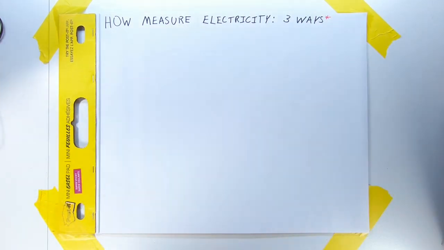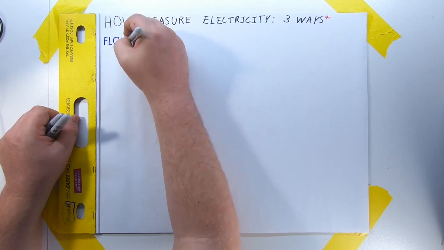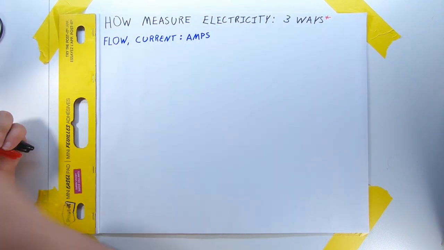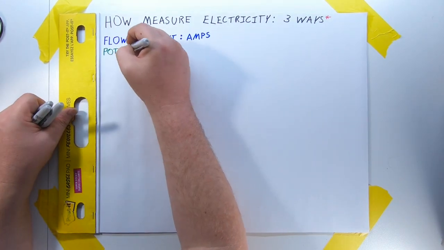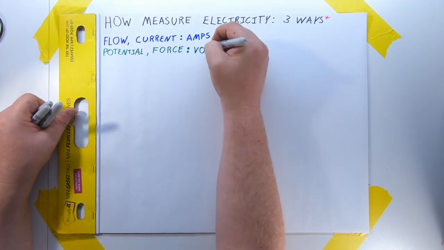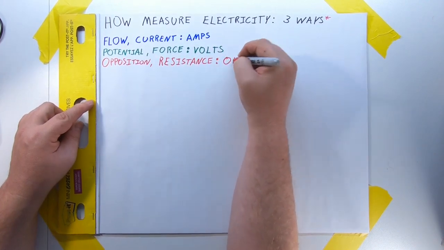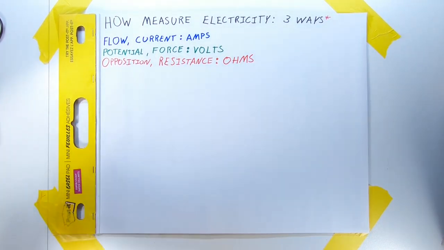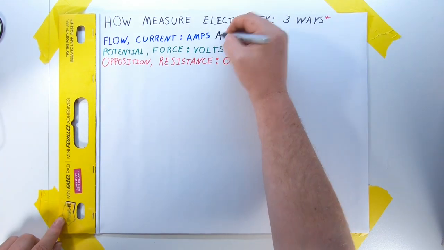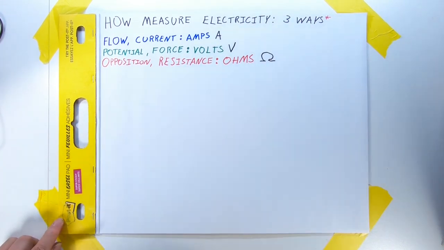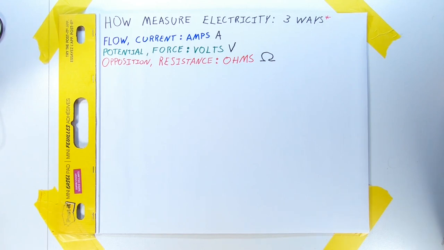The actual flow of electricity, often called current, is measured in amperes, often shortened to amps, which I pretty much universally do. Electrical potential, often metaphorically referred to as pressure, is measured in volts. Opposition to electrical flow, otherwise known as resistance, is measured in ohms. The symbol for amp is a capital A, the symbol for volt is a capital V, and the symbol for ohm is the Greek omega, which I'm actually pretty good at drawing since I have to do it so much.